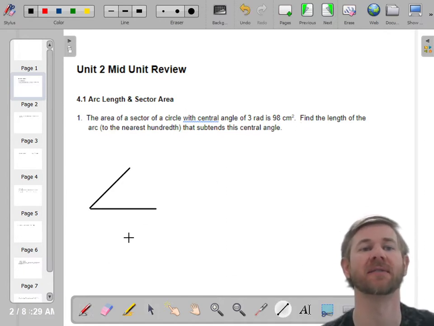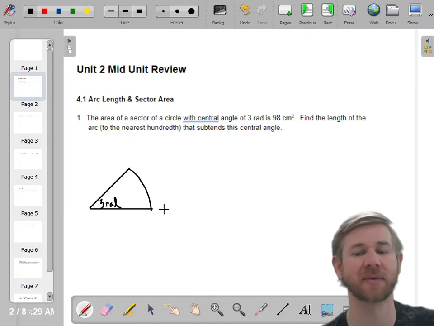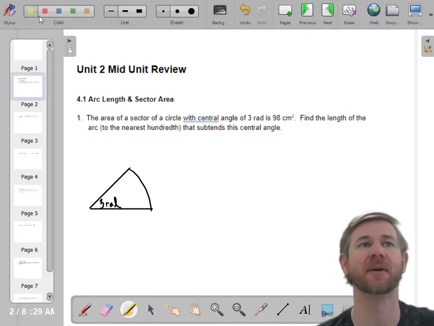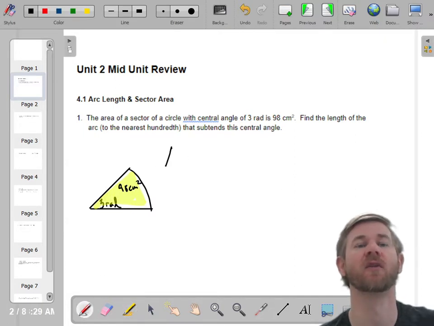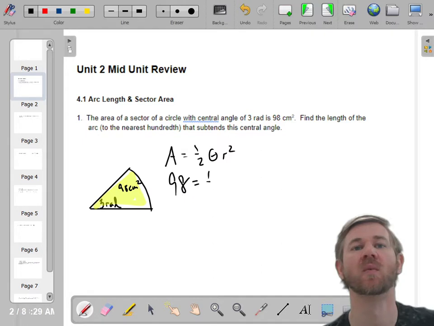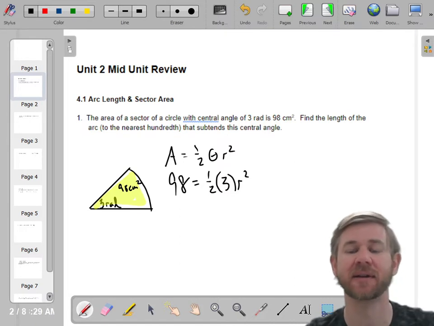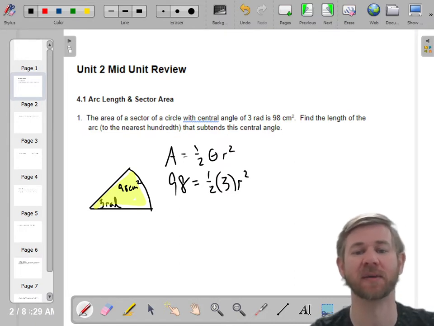So let me just draw a sector here and we'll talk about what we know. We know that the angle is 3 radians. It's not 3 pi, it's 3 radians. And we also know that the area is 98 centimeters squared. So there's a formula you need to know. That's 1/2 theta r squared. We know the area is 98, 1/2, we know theta is 3. Remember, theta has to be in radians. You can't do this if theta is in degrees. You have to convert it to radians to use these formulas.